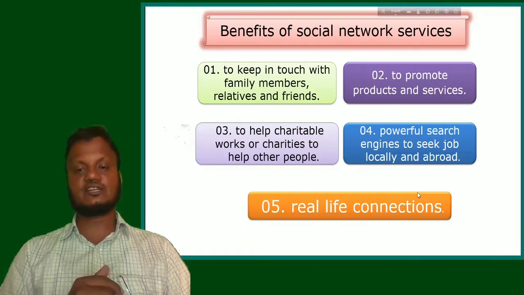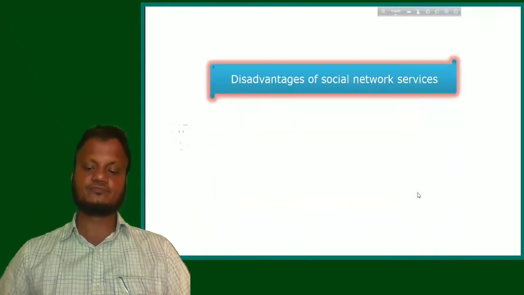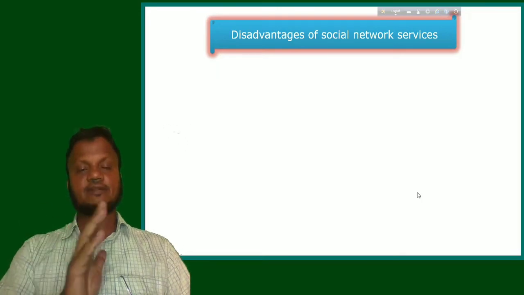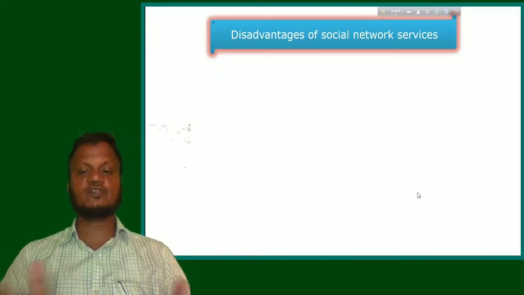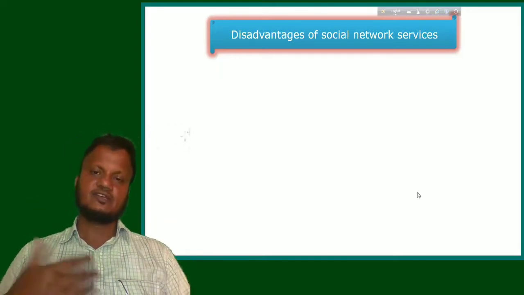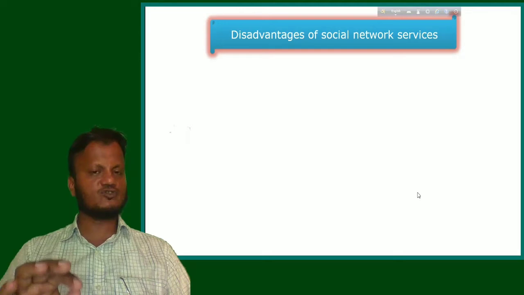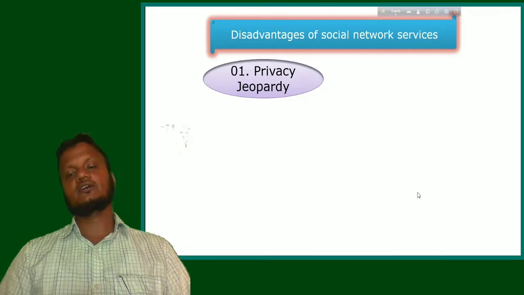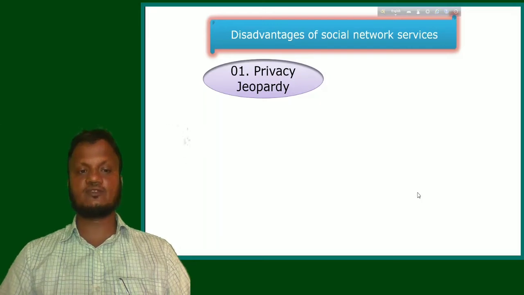This is powerful search engines to seek jobs locally in home and abroad. Okay, dear learners, we already have discussed with you some advantages of using social networking services. Now we are going to discuss with you some disadvantages. Okay, in everything there are some advantages and disadvantages, and social network services are not out of them. Now look here, we are going to discuss the disadvantages of social network services.